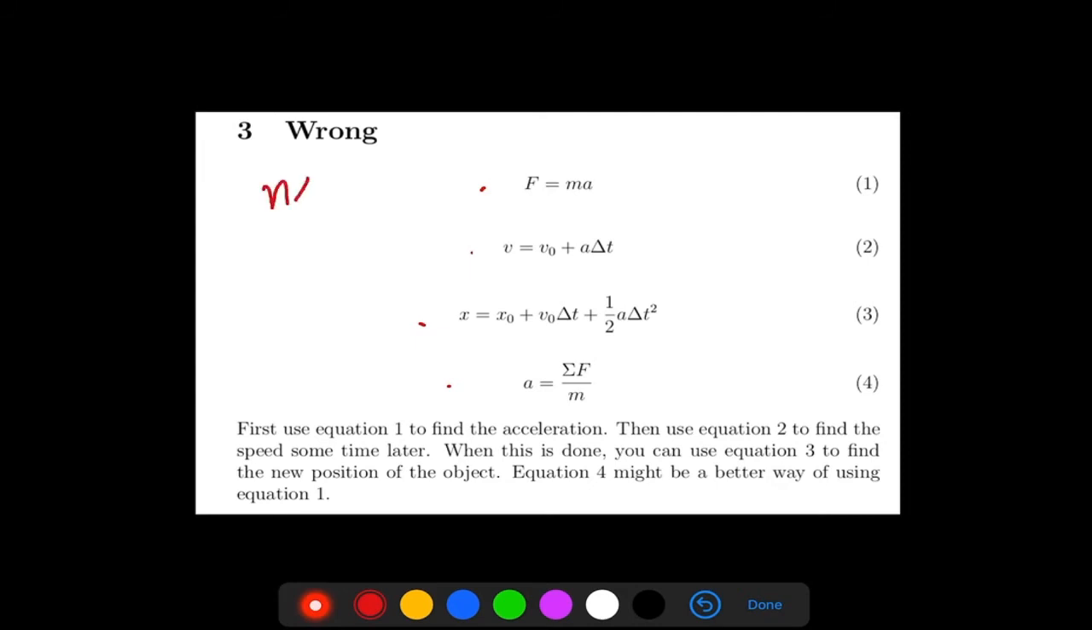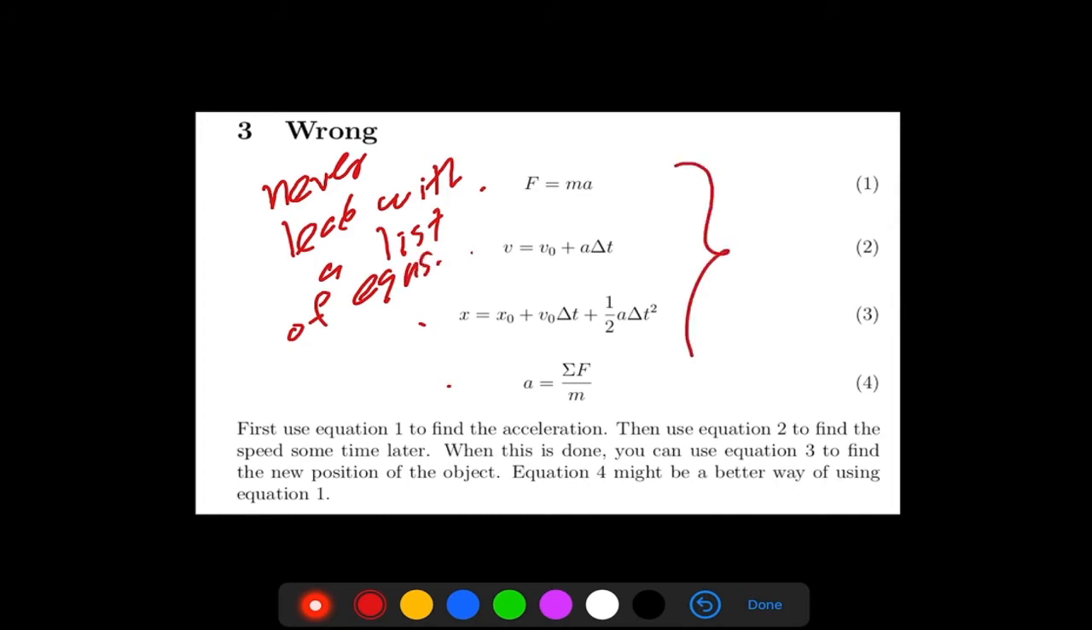What's so wrong about this is you never want to just lead with a list of equations. Okay, you never want to do that. What it feels like you're doing here is you're just dumping a bunch of equations on the reader to somehow put together, and then you're referring to them down here in your text. It doesn't really flow. It's not all interconnected. So you definitely don't want to do something like this.